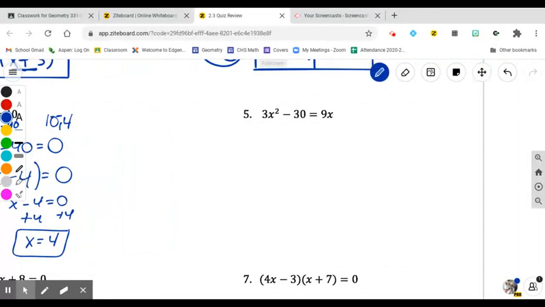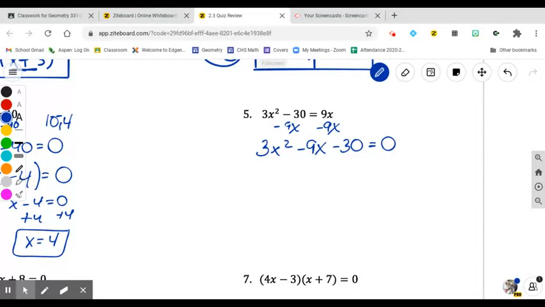Number 5, I need to bring everything to the same side. So I'm going to bring the 9x over to the left. So I have 3x squared minus 9x minus 30. And I'm putting the negative 9x first because it needs to be in standard form. So in order to factor, it needs to be in that form. So now we're going to factor.